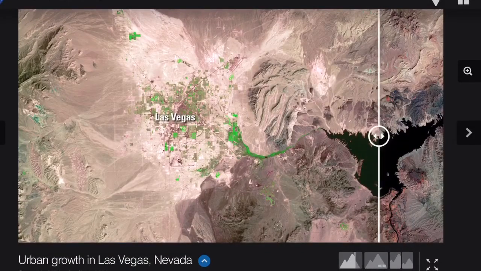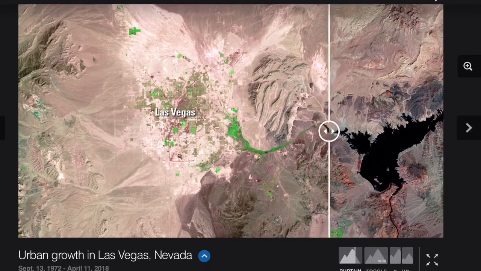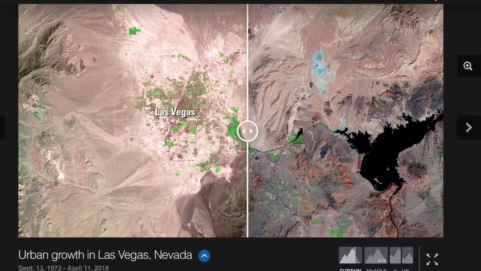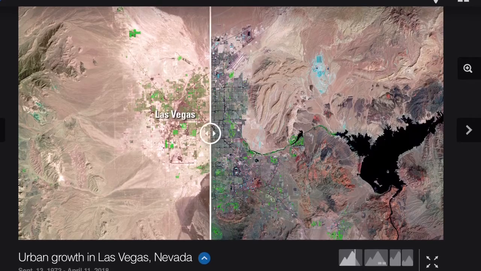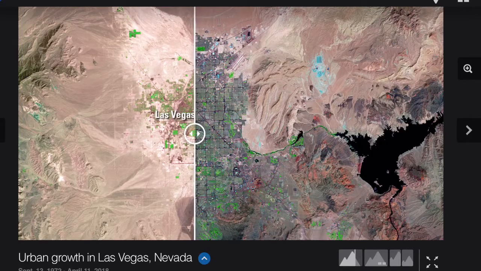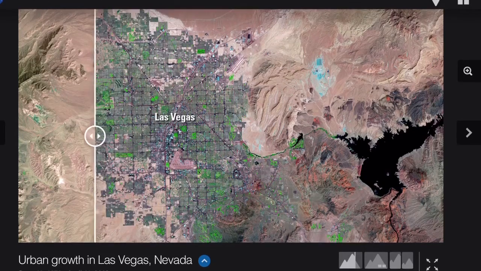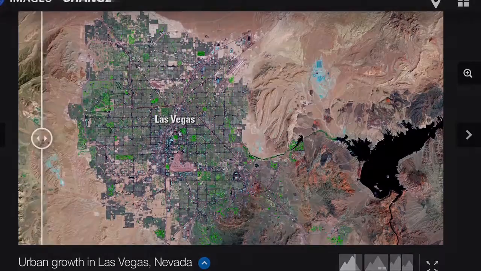Next up is Nevada, more specifically Las Vegas. And this one has a huge increase of buildings to accommodate for the huge increase of population. It's almost like an explosion of buildings.